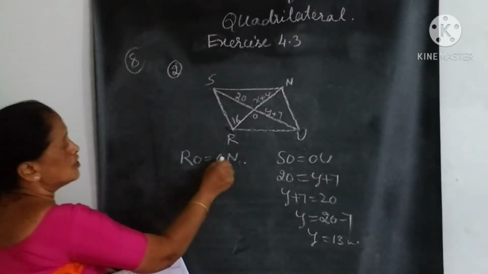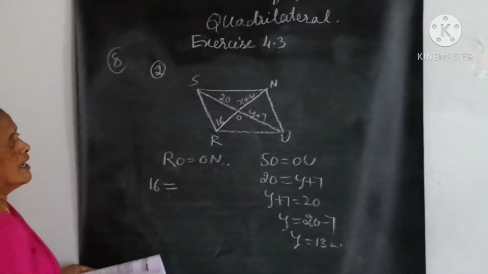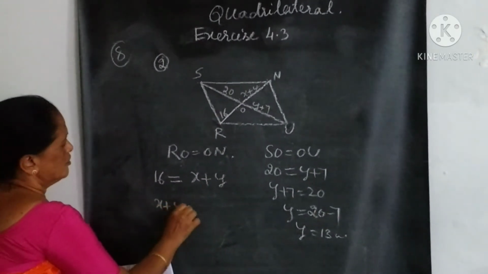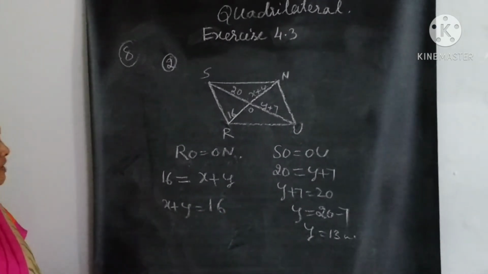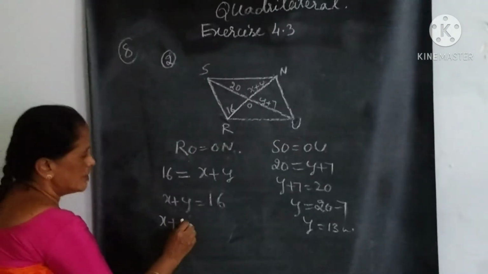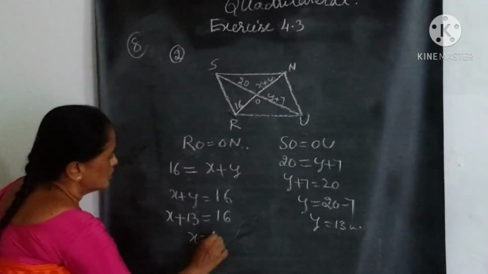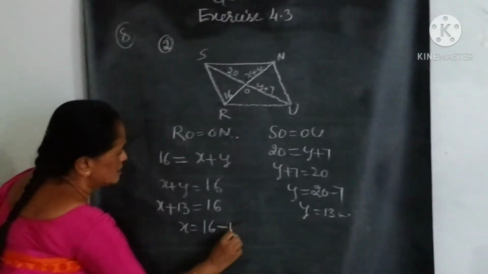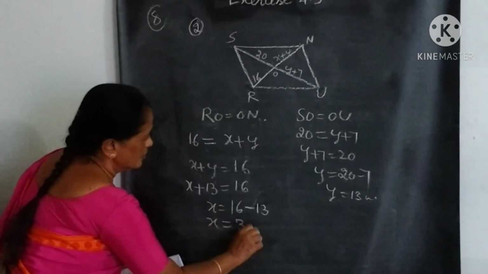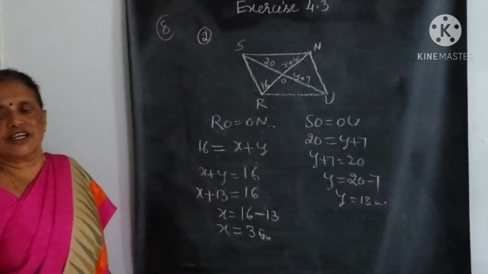Here RO is equal to ON. RO is given, that is 16 centimeters. Then what is ON? X plus Y. X plus Y is equal to 16. Here substitute the value of Y, that is 13. X plus 13 is equal to 16. X is equal to 16 minus 13. That is equal to 3 centimeters. So X is 3 centimeters and Y is 13 centimeters.